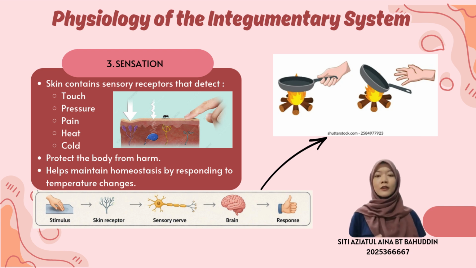So the third function is sensation. This function is carried out by the sensory receptors and nerve endings in the skin. So when we touch something or feel heat, cold, pressure, or pain, the skin receptors detect the stimulus. The signal is then sent through the sensory nerves to the brain. The brain processes the information and sends a response. So for example, if we touch a hot object, we will quickly pull our hand away to prevent injury.